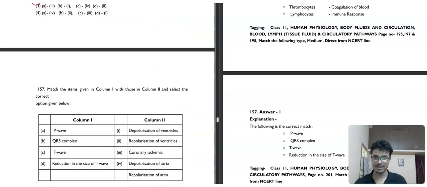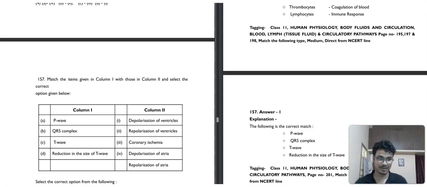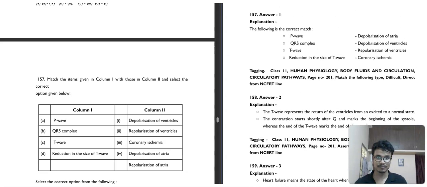Next question 157. This is given for ECG. It is saying for P. Okay, we will draw it. No matter.